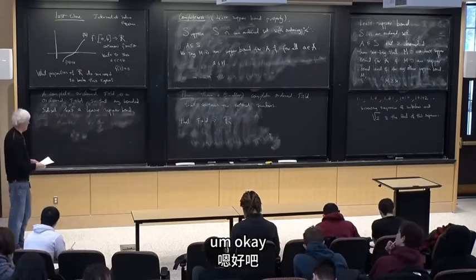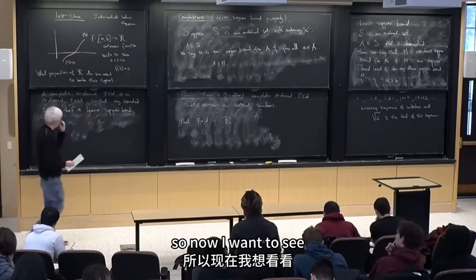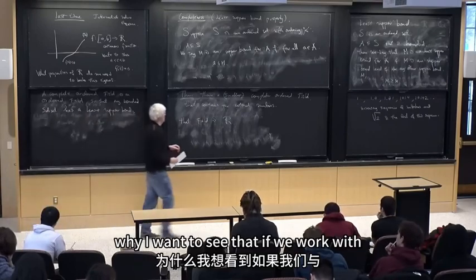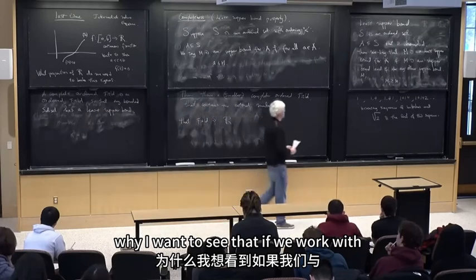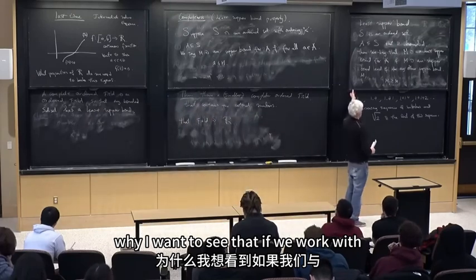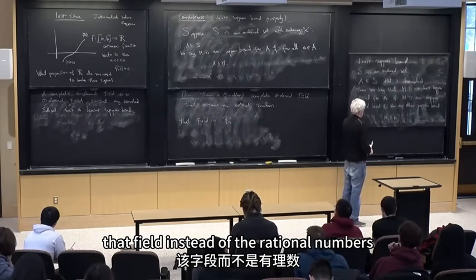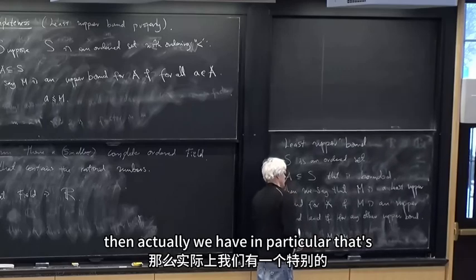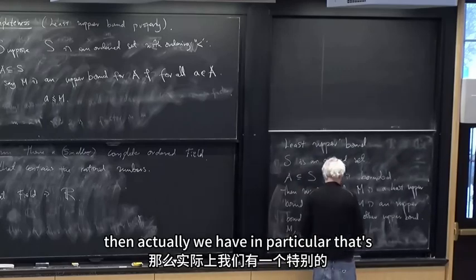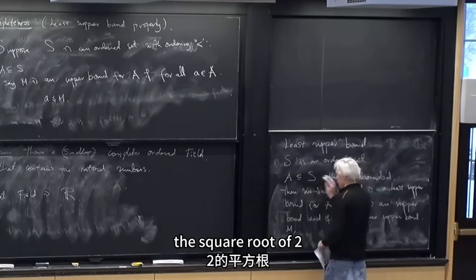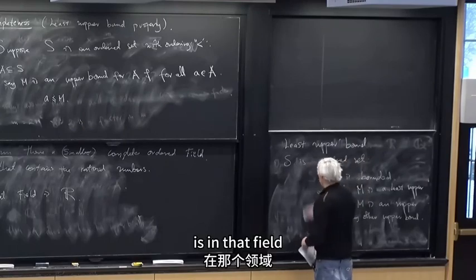Okay. So now I want to see why, if we work with that field instead of the rational numbers, we have in particular that the square root of 2 is in that field.